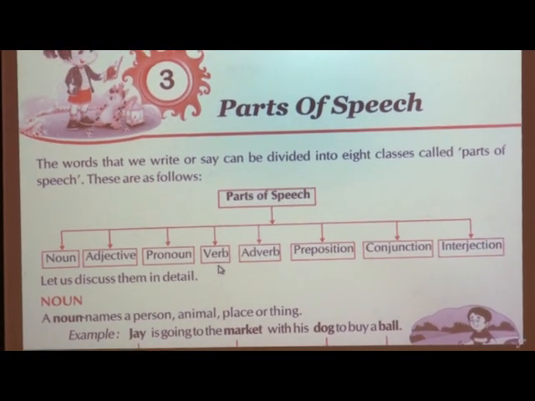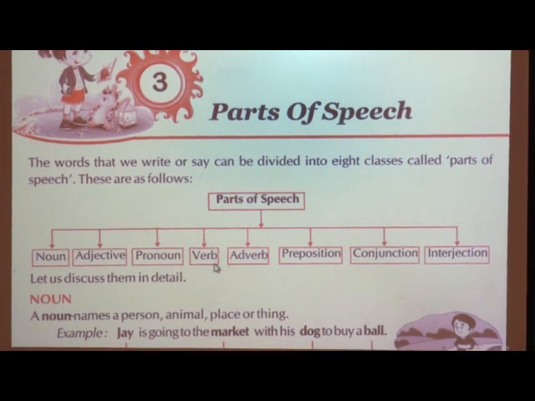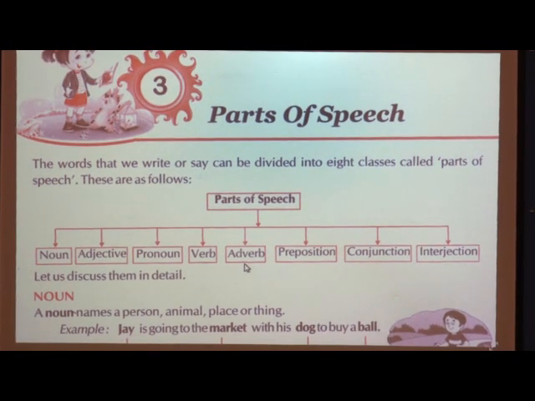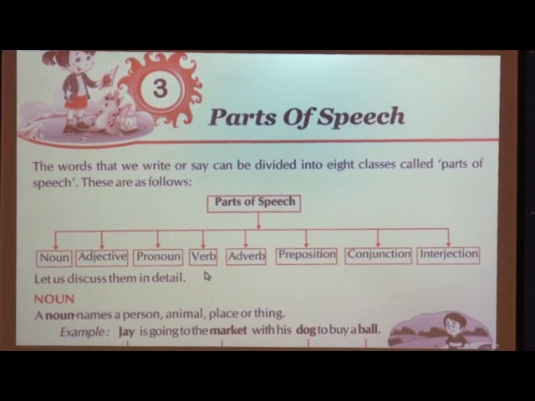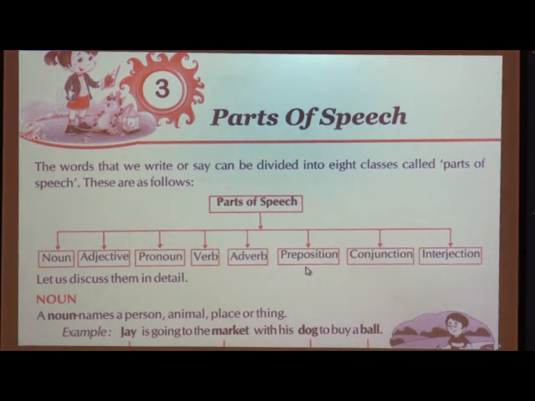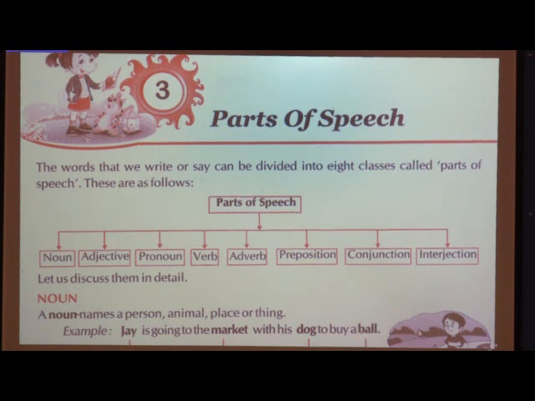The fourth one is a verb. What does a verb do? It denotes an action, or it shows an action. Next is adverb. What is an adverb? It tells more about a verb or another adverb or an adjective. Next is preposition. It shows the relation between a noun, a pronoun, or some other word or words in a sentence. And conjunction joins two words or two groups of words or two sentences. And interjection shows a sudden feeling of joy, sorrow, or surprise.